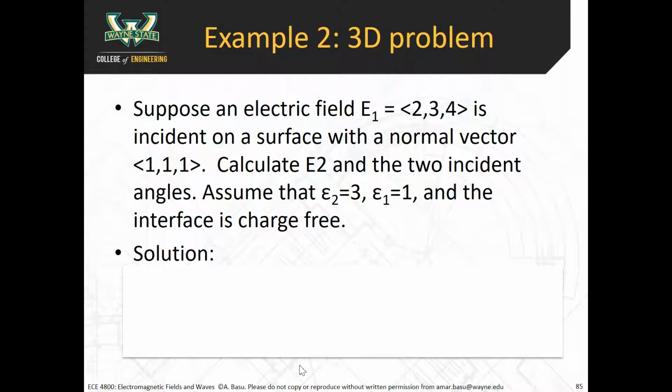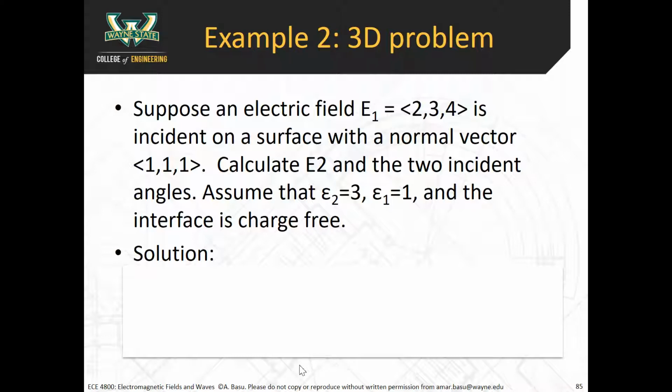So now that we found that, we can find E2. So E2 is equal to E2n plus E2t. So we add these two vectors that we found together. This is E2t and this is E2n. So it's 0, 1, 2. All right, so we found the electric field on the other side of the interface. Any questions about how to do that?